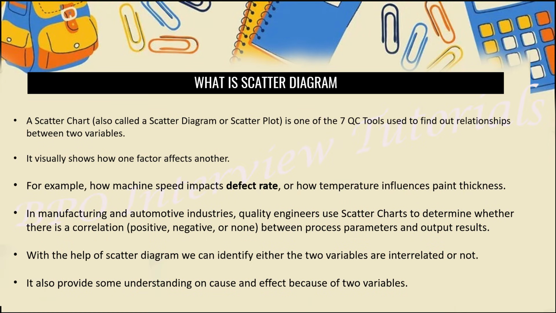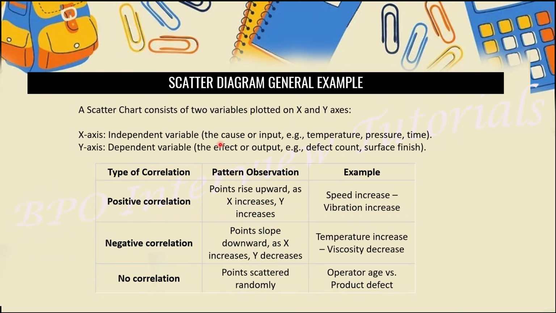Next, with the help of the scatter diagram, we can easily identify whether both the variables are interrelated with each other or not. It also provides understanding, for example, because of the high call volumes, how come the EHT is high or EHT is lower? So we can also do cause and effect analysis here with the help of the scatter diagram. Let's see a general example here. I will also show you our call center related example, but this is a general example.